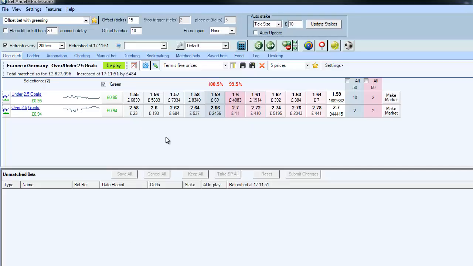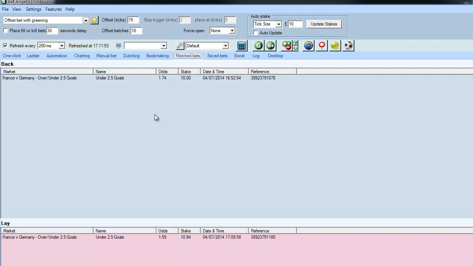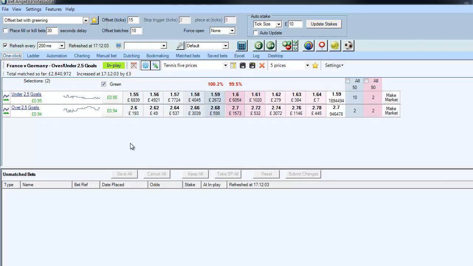If you look in BetAngel, you can see that we placed the back bet at 1.74. BetAngel offset it to 1.59, and the result of that is that we are now all green. From this particular stage, you can see we've cashed out for a pound. We can do whatever we want with that money. We could basically back or lay either of these selections to put the money back through the market and do something clever again, or we could just do nothing and walk away from this market and start focusing on another one. But there you go, there's a quick example of trading under 2.5 goals.